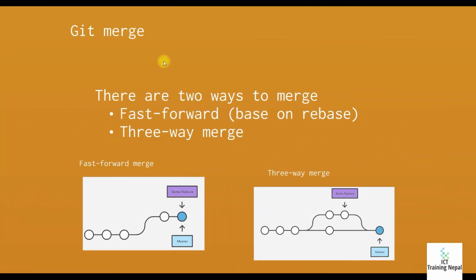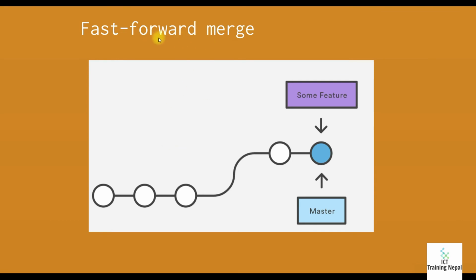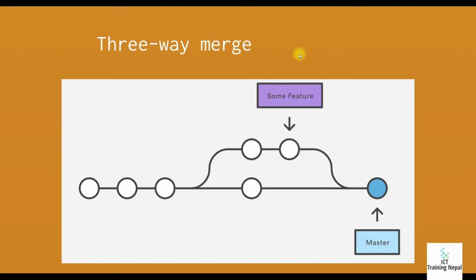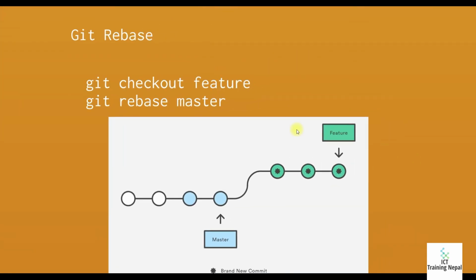Okay, so Git merge, there are two ways to merge. One is the fast forward based on rebase and the three-way merge. So the fast forward, here is the fast forward merge. What will happen is it will merge these things, and the three-way merge, that is like we are merging these things here and from these things. Okay, so the two things we are merging. So Git checkout feature and Git rebase master means it is going to merge.